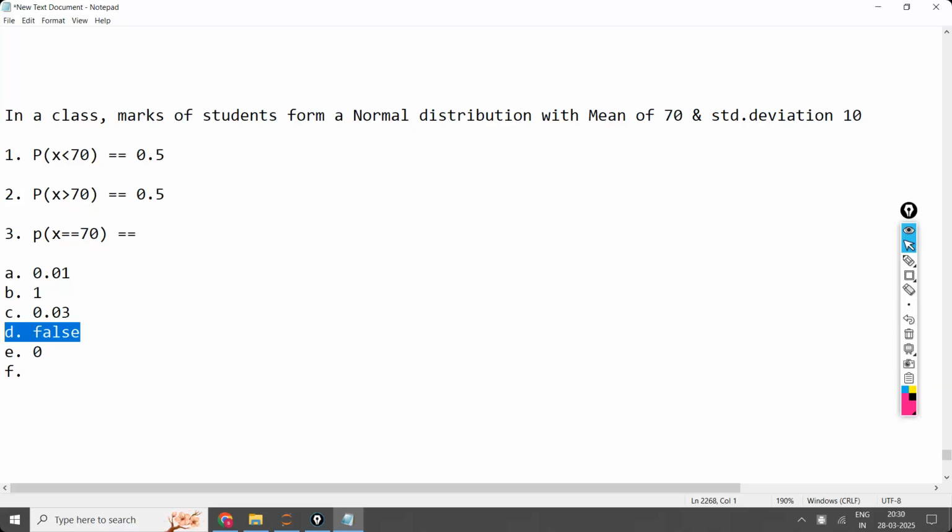Why is it false? Conditional? X is equal to 70. So conditional operator. No, I'm asking about X is equal to 70. What is the probability of marks being exactly 70? Marks are equal to 70. Now, 0. This is the right answer. Who told?